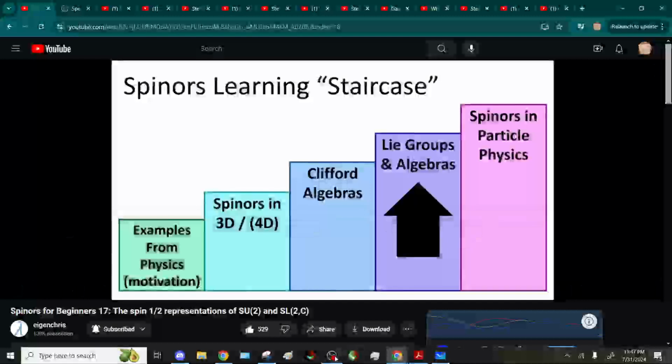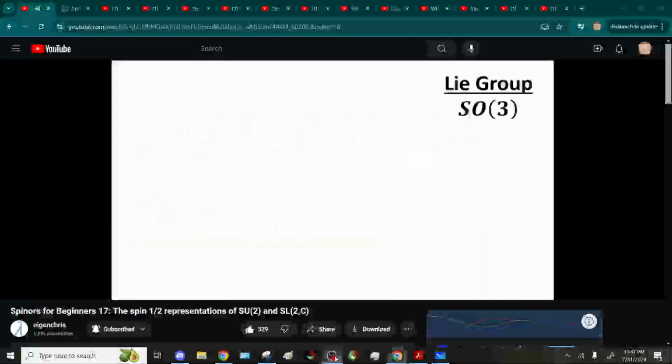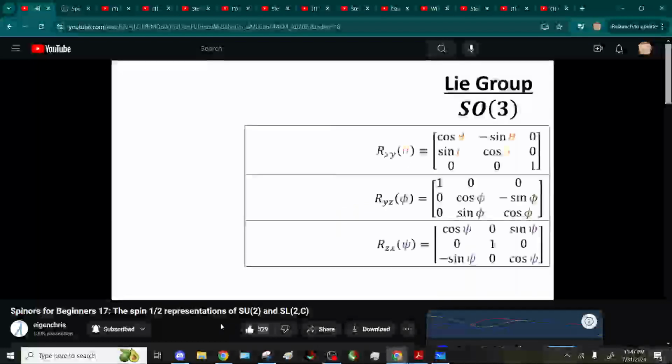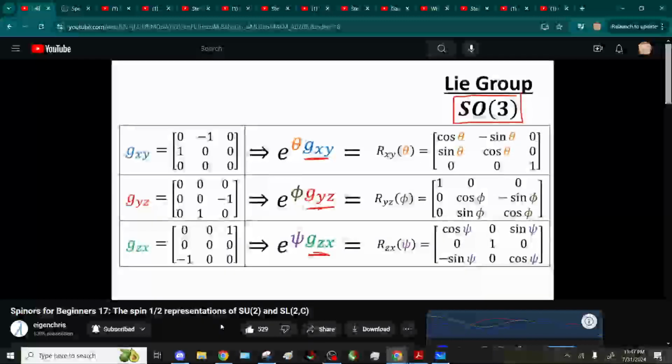We're continuing our discussion of how spinors are related to Lie groups and Lie algebras. In the last video, we discussed how Lie groups are continuous groups, such as the group of rotations in 3D space, called SO3 with capital letters. We also found we could write the three basic rotation matrices as exponentials of special 3x3 matrices called generator matrices, which live in the Lie algebra SO3, written with lowercase letters in a fractal font.